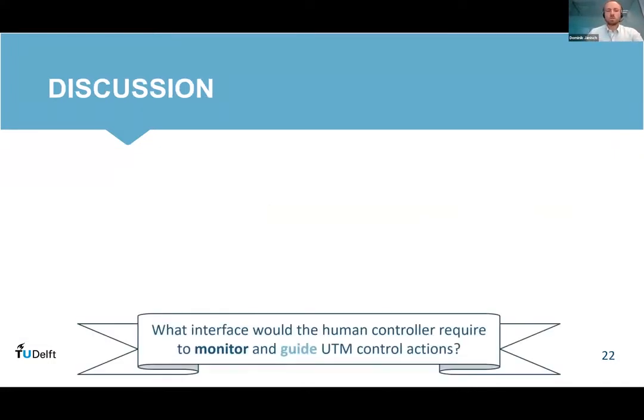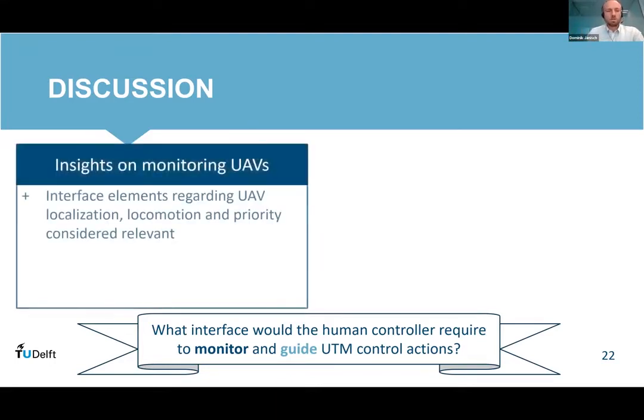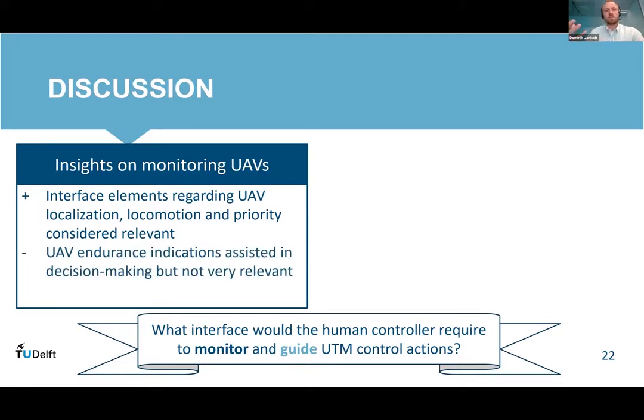Now, coming back to the initial question that we gave ourselves for this study: what interface would the controllers require to monitor and guide UTM control actions? Well, in terms of monitoring, we found, of course, that the interface elements which help them achieve their high-level strategy of safety first and then efficiency, everything that was related to safety, such as localization and locomotion indications of the vehicles, as well as their priority, was considered very relevant. Elements related to the UAV endurance and mission parameters, so linking themselves to efficiency, scored lower, but were still considered.